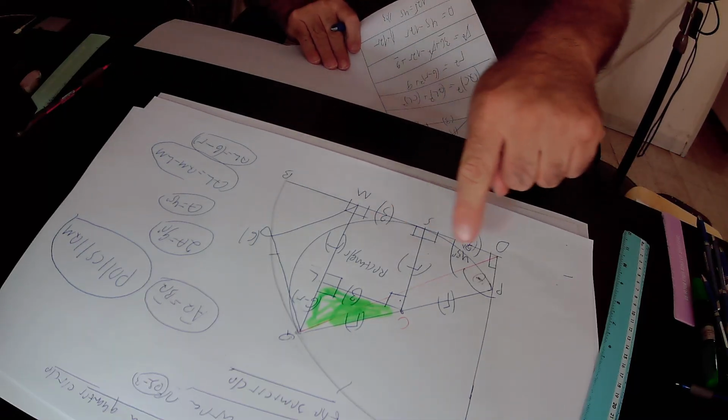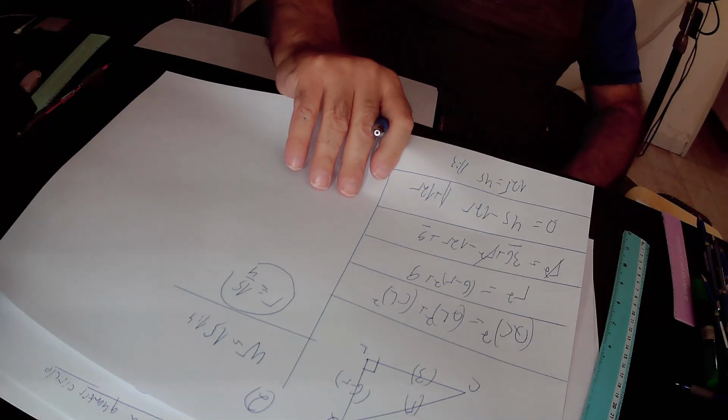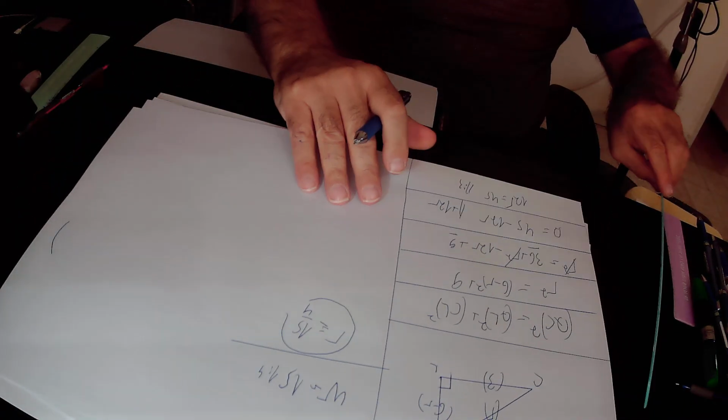Our task is to find out the area of this semicircle. So what is the area of the semicircle?